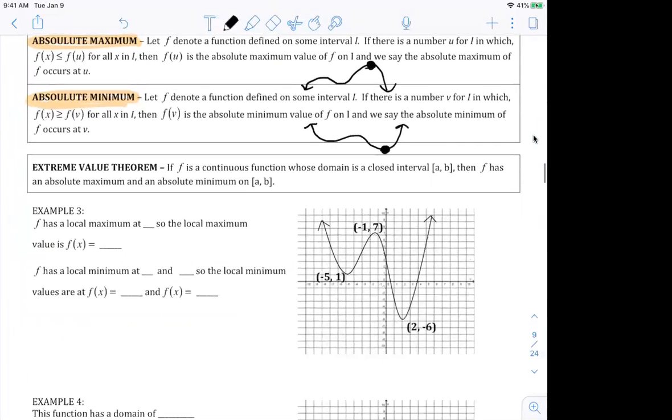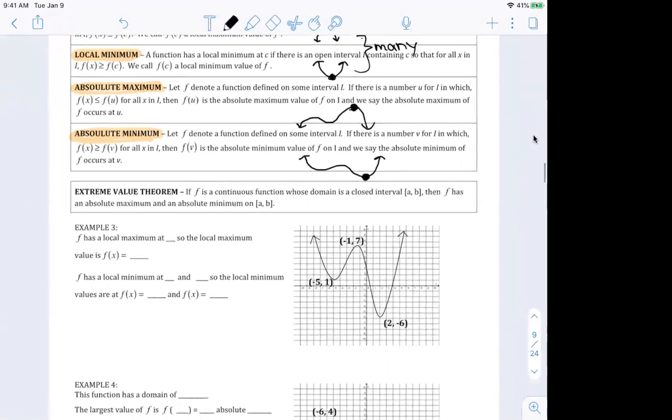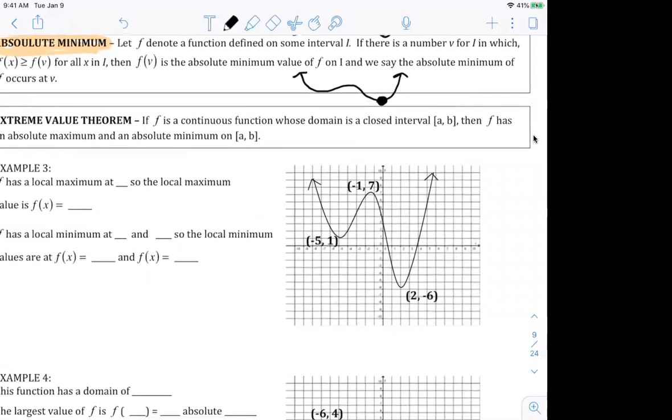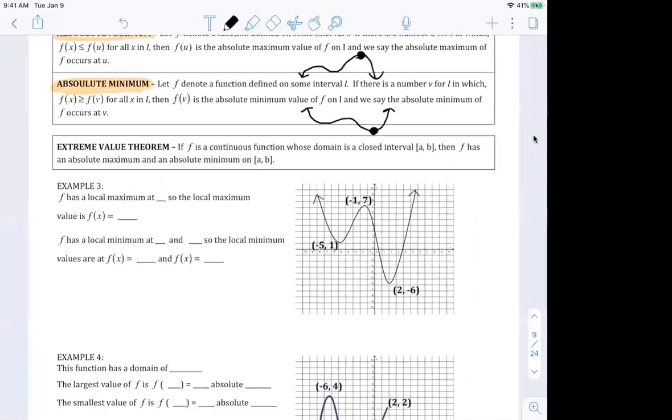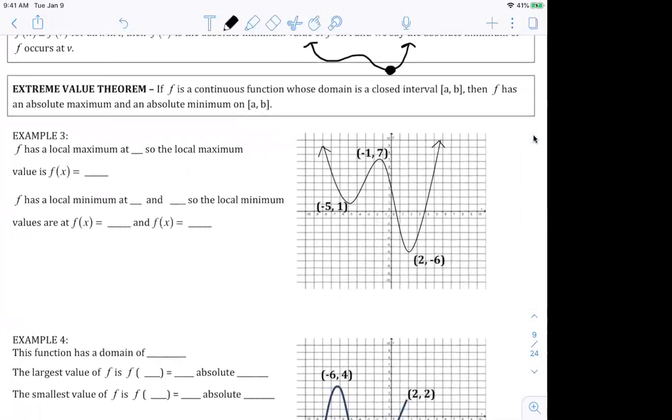So the extreme value theorem is: if f is a continuous function whose domain is a closed interval, then it has an absolute maximum and absolute minimum for a certain closed interval. And we'll talk about what that looks like, how you're going to be using the extreme value theorem. So you're going to be looking at lots of graphs.